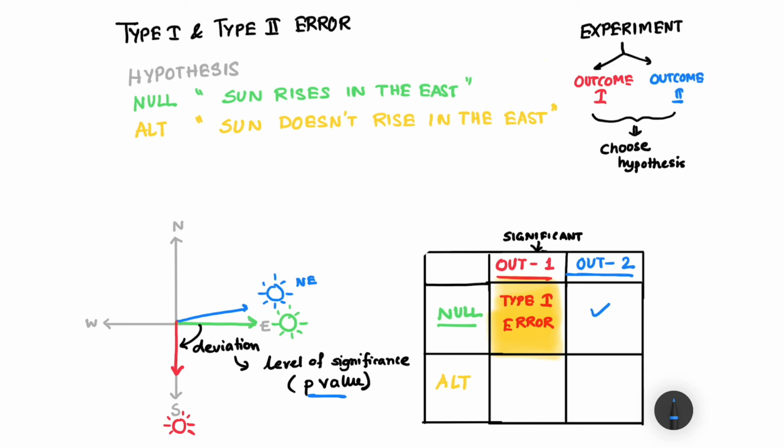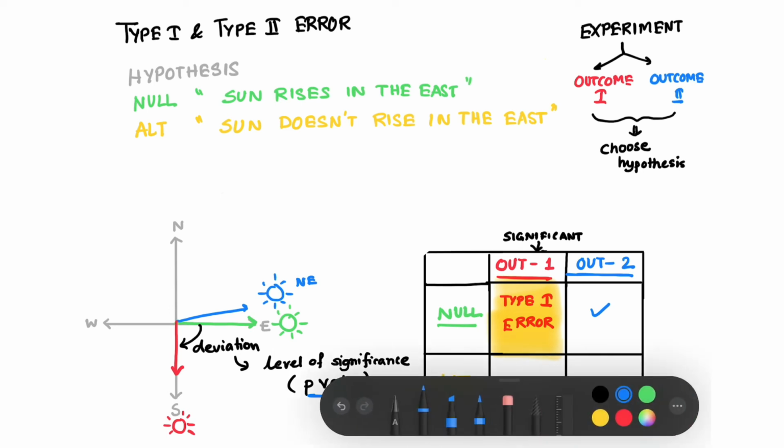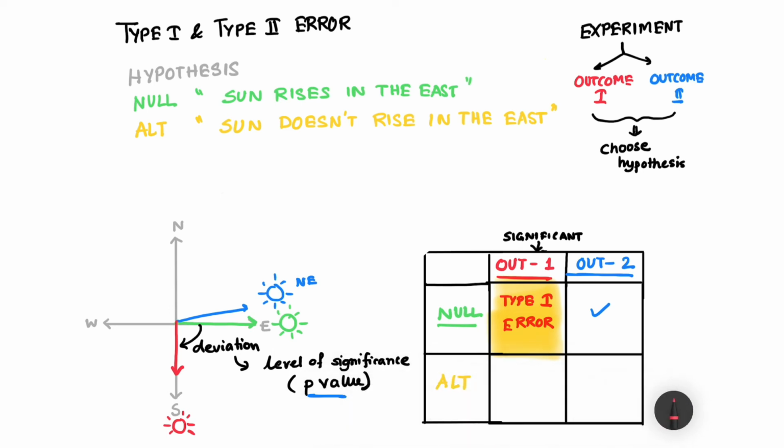Now let us consider the third option. Like we have got outcome 1, that we have observed that sun is rising in the south, and we are accepting the alternate hypothesis, that is we are reporting that sun does not rise in the east. That is very true, because we have observed in our scientific experiment that we are getting outcome 1, that is sun is rising in the south, and we are saying that sun does not rise in the east. So if in case of outcome 1 we accept the alternate hypothesis, that is true, there is no error in that.